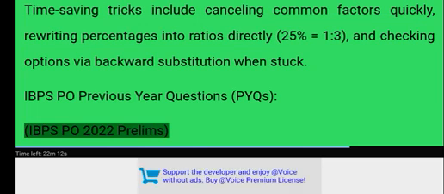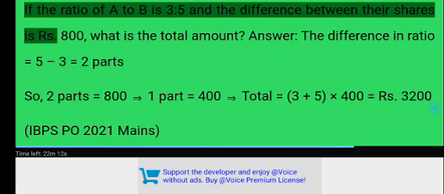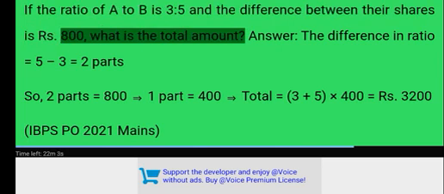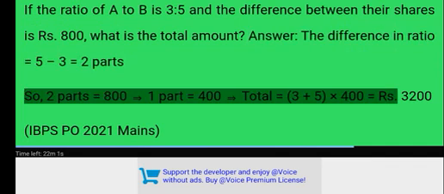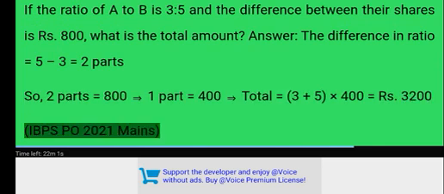IBPS PO 2022 Prelims. If the ratio of A to B is 3:5 and the difference between their shares is Rs. 800, what is the total amount? Answer: the difference in ratio equals 5 minus 3 equals 2 parts. So, 2 parts equals 800, so 1 part equals 400, so total equals 3 plus 5 times 400 equals Rs. 3200.